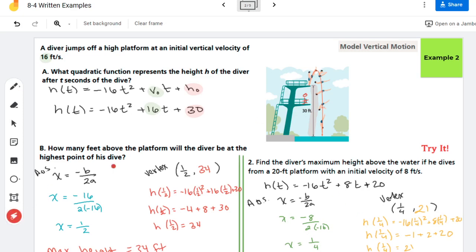Notice his slower velocity didn't take him as far above the platform, because the platform for this one was originally at 20 feet and he only went an extra 1 foot. Whereas on this one, when he had a greater initial velocity, he went up 4 feet above his platform. So that's kind of interesting.